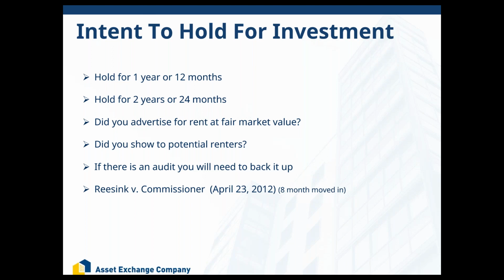And the honest answer is, I don't know, because there's nowhere in the code that states how long you need to own a property for it to be considered an investment. It just says that you need to own the property for your trade or business, or with the intent, or for investment. But if you ask some CPAs, they'll tell you a good rule of thumb is really to hold on to the property for at least a year, for 12 months.